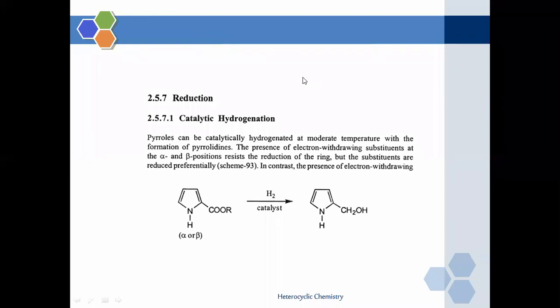So pyrrole undergoes reduction reaction also. It is catalytically hydrogenated at a moderate temperature with the formation of pyrrolidium ion. In the presence of electron withdrawing substituents at alpha and beta positions, they will resist the reduction reaction, but when the substituents are reduced preferentially, then the pyrrole undergoes reduction reaction also. So this is all about the reactions of pyrrole molecule.